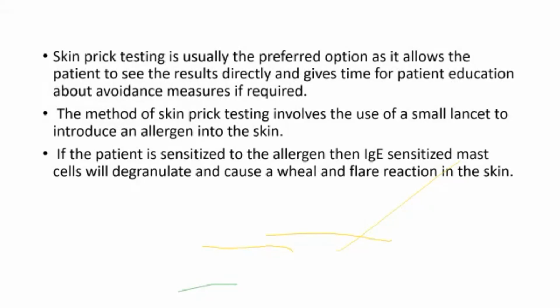So you can show it directly as an experiment and then show it as a result for the patient. A small lancet is used, like when you draw blood in first year physiology. The small lancet is used to introduce the allergen into the skin, and the allergen acts on IgE sensitized mast cells. As you know, IgE is our hero, mast cell is the horse, and allergen is the heroine. And the effect is the degranulation of the mast cells leading to wheal and flare. Flare is the red area all around in the skin.